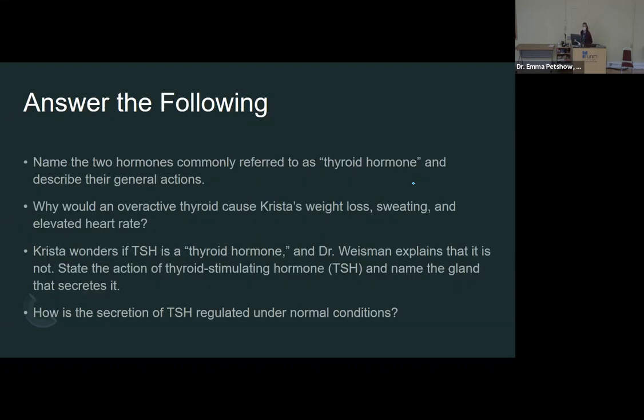Okay, so answer the following. You're going to discuss this amongst yourselves, answer these, and we'll come back and talk about them. Name two hormones commonly referred to as thyroid hormone and describe their general actions. Why would an overactive thyroid cause weight loss, sweating, and elevated heart rate? We already know this one. And then, how is the secretion of TSH regulated under normal conditions? So go together. We're going to take literally 90 seconds. Find a partner, say your answer, try not to look at your notes, and then we'll come back.